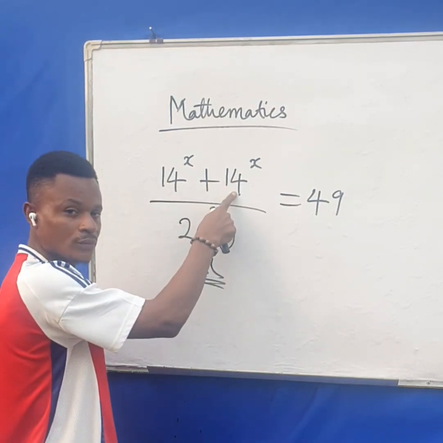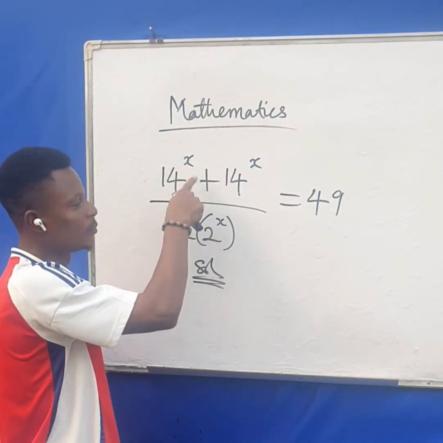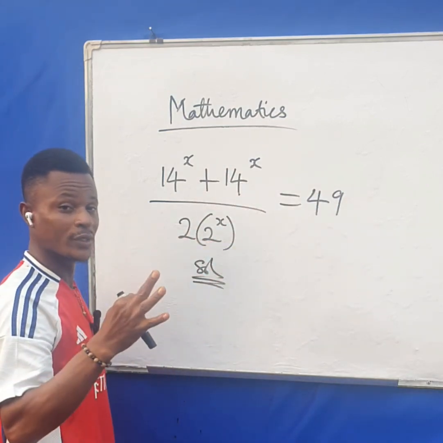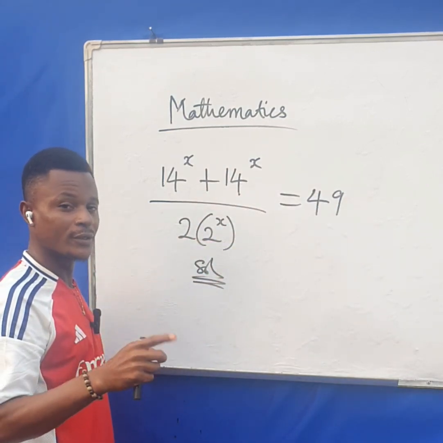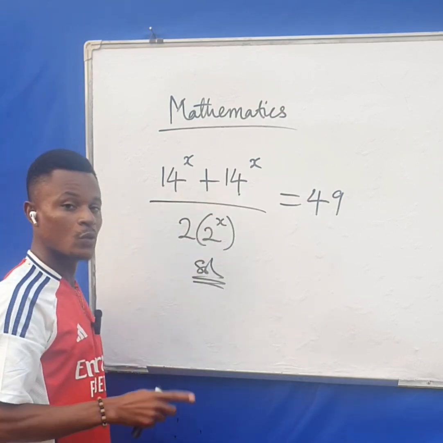1, 2. Supposedly we have 14 raised to the power of x plus 14 raised to the power of x plus another 14 raised to the power of x, that is into 3. We would have multiplied one of them by 3. But because we have just 2, 1, 2, that's why we are going to multiply one of them by 2.